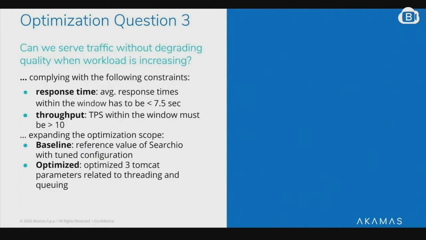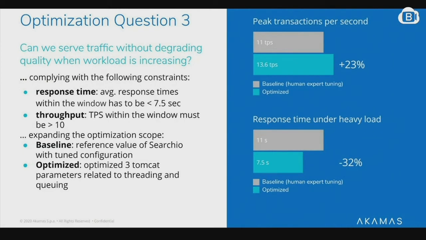We were now faced with an even harder challenge that came from the operations department. They asked Akamas to find a configuration that was able to avoid hard response time and throughput degradation, even when the workload was increasing. We added a minimum requirement on the supported throughput and increased the optimization scope to include also three parameters related to Tomcat. Similarly to previous results, we were able to improve the application throughput by 23% while reducing response time degradation at high load from 11 seconds down to 7.5, which was the highest value allowed by the constraint.